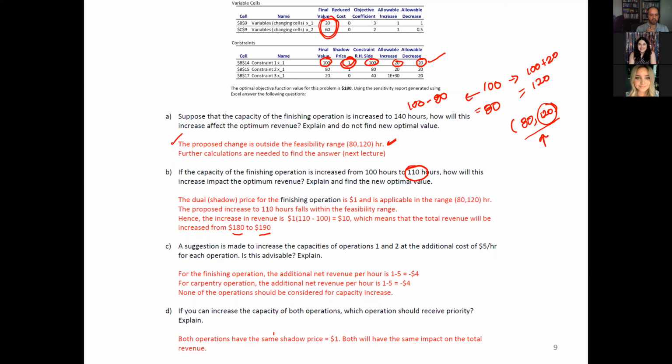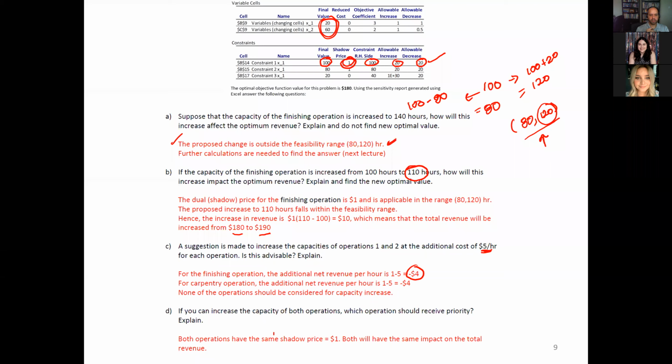So a suggestion is made to increase the capacities of operation 1 and 2 at the additional cost of $5 an hour for each operation. And the question is, would you advise that? So for the finishing operation, the additional revenue per hour is $1. And if you're going to charge $5 an hour, you know that you're going to be losing money, right? So you're not going to make any money. If you are making an extra dollar, it's going to cost you $5, then you're not making any profit.